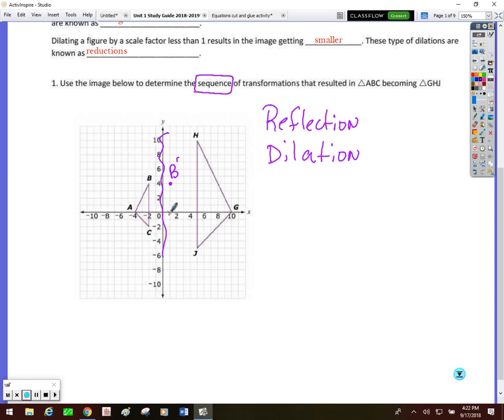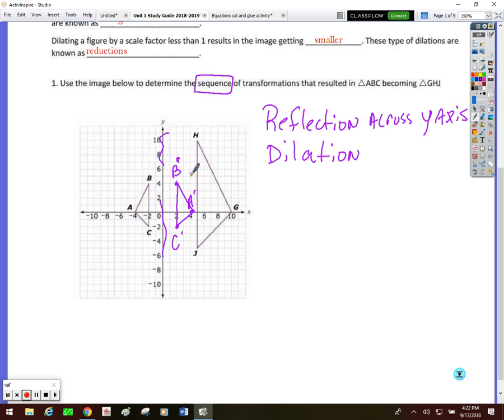1, 2, 3, 4, 1, 2, 3, 4. And then 1, 2, 1, 2. Excuse me, that's going to be a 2 up here. So here is B prime and this is C prime. If you look, we changed direction here, and then we got bigger. So we know we did a reflection across the y-axis.